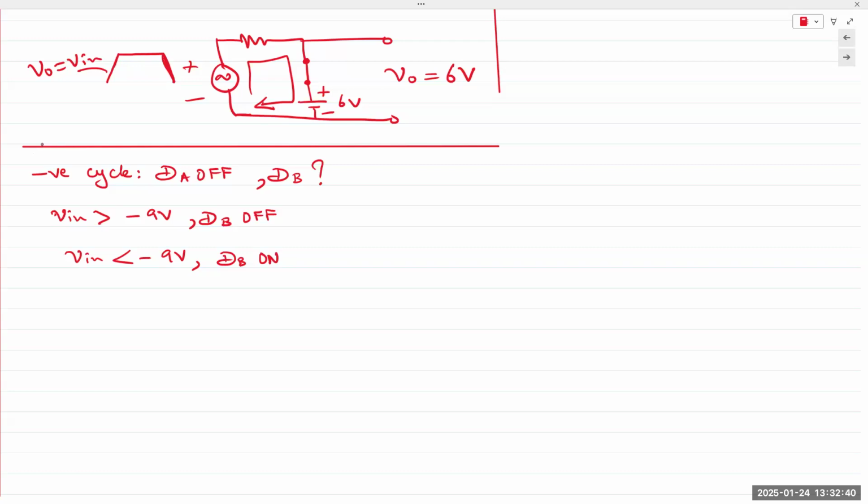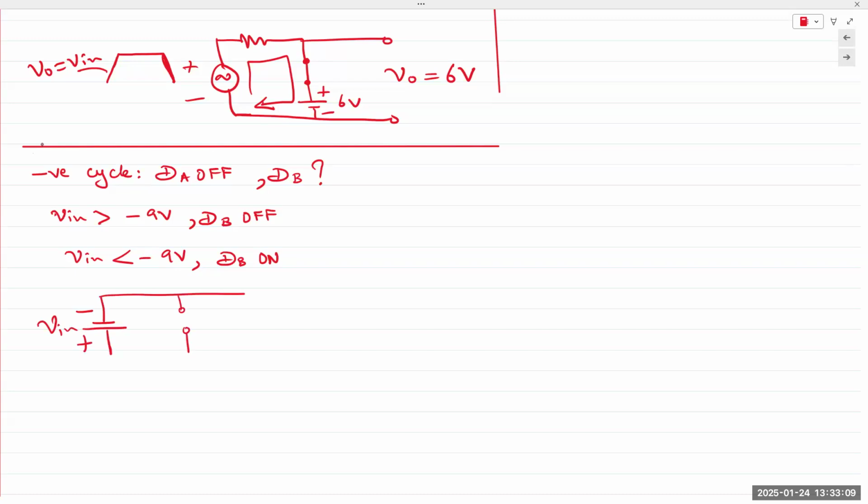Okay, then DB turns on because it's flipped. And so the circuit would look like this. You know, a positive here, you'd have a negative here. This would be your Vin. And I'm drawing it as a DC source just for explanation purposes, right? In the negative half cycle, it's flipped. So positive terminal is at the bottom, negative at the top.